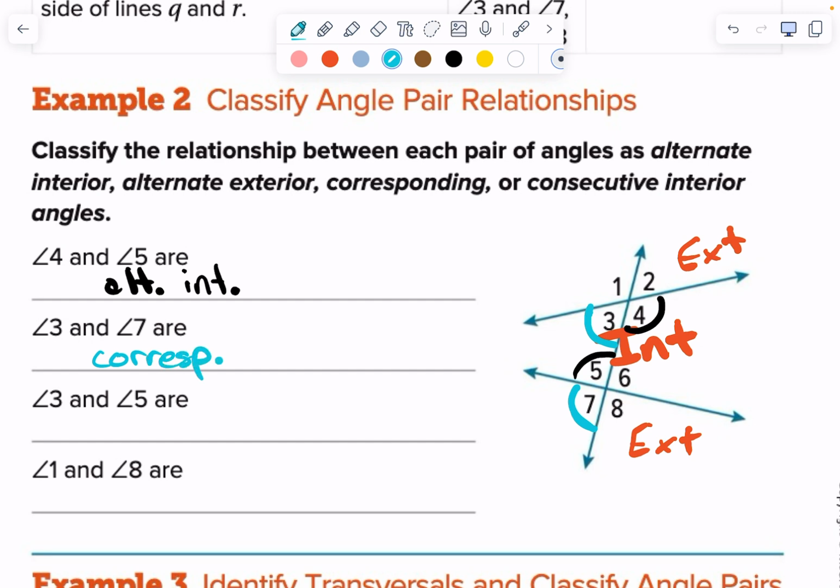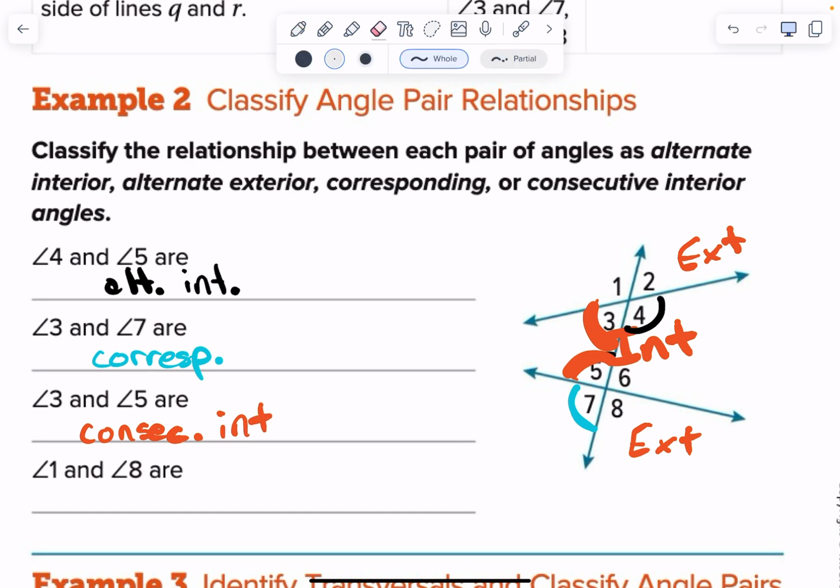Okay, yeah? All right, do a different color. 3 and 5. 3 is here and 5 is here. Interior pair. They're both interior, right? But they're on the same side of the transversal. They are consecutive interior because they're on the same side of the transversal. So consecutive interior. All right.